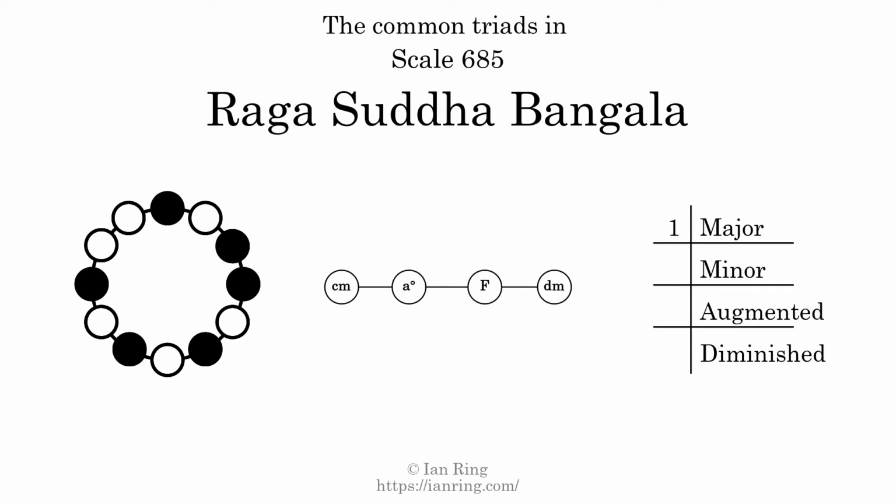There is one major triad. There are 2 minor triads. There are no augmented triads. There is one diminished triad. Here is a Hamiltonian path of parsimonious voice leading that uses all the triads.